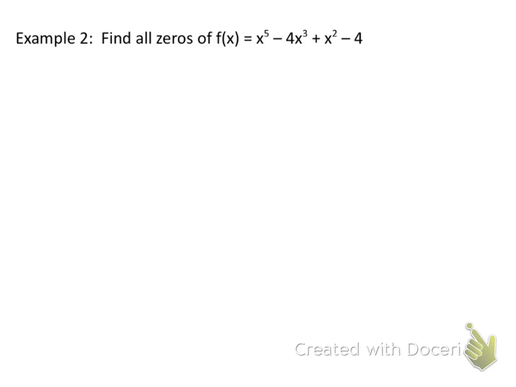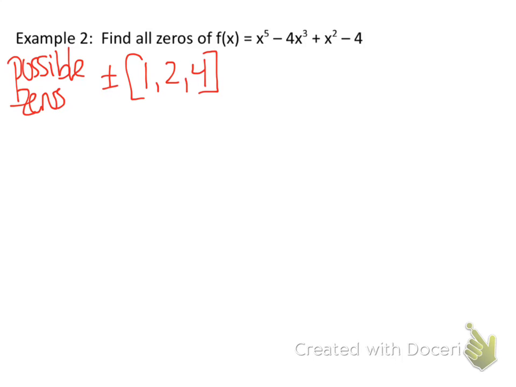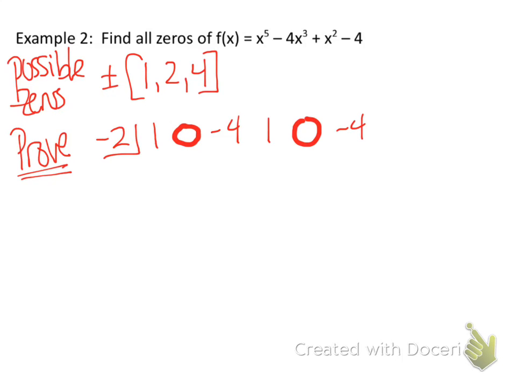So this example is just like the previous two that we've already done. I'd like you to try to do this one on your own. I will kind of zip through this one so you follow the process again. Listing my possible zeros, and then you need to make sure that you prove them. So I look at my graphing calculator and I see that -2 is where it crosses.